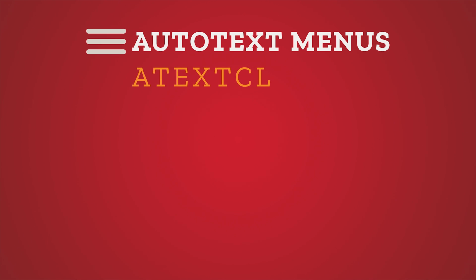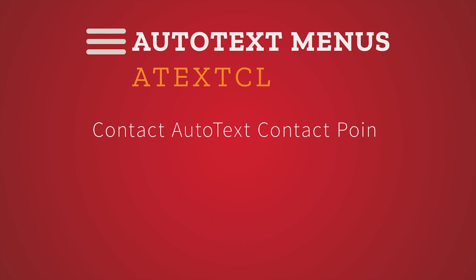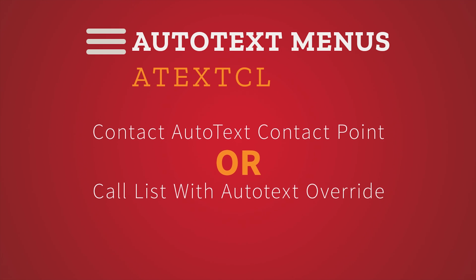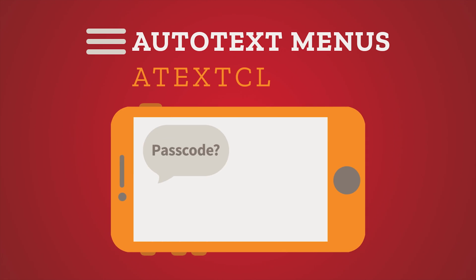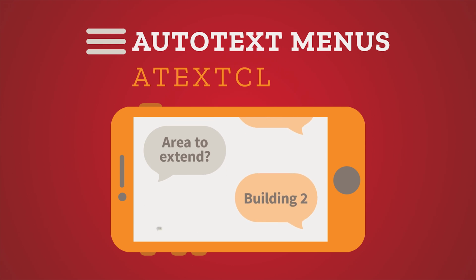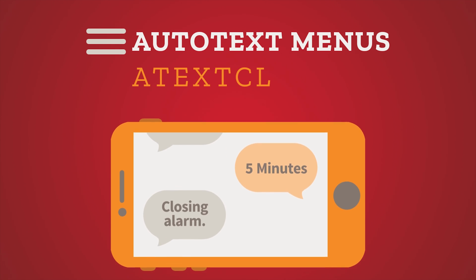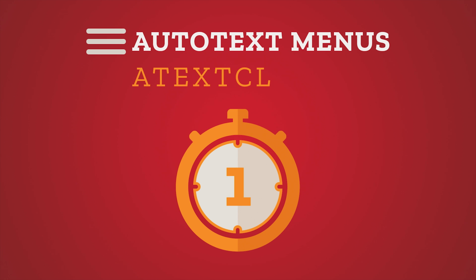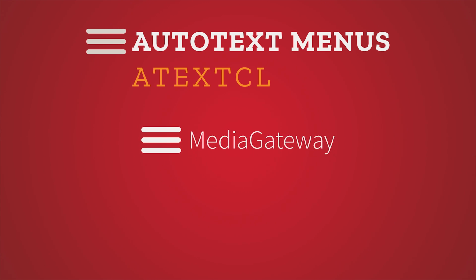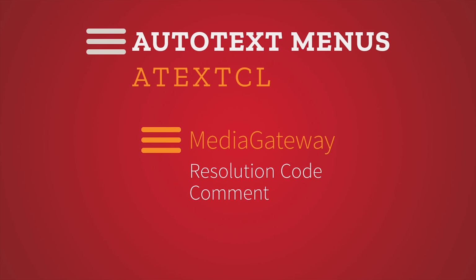The AT EXT CL script should also have just an action pattern line to contact the AutoText contact point or call list with override with AutoText. The person receiving the message will be required to send back their passcode, the area to extend the schedule, and the number of minutes to extend the schedule, then closing the current alarm, generating an additional alarm if nothing is received in the extended time. The resolution code and comment the media gateway uses to close the alarm can be adjusted under the menu in the media gateway.